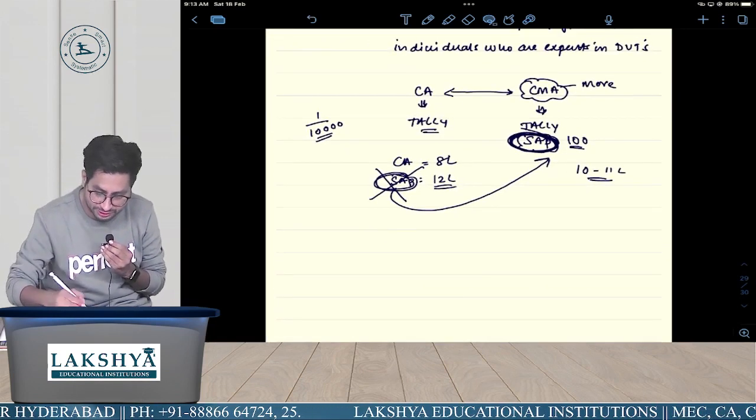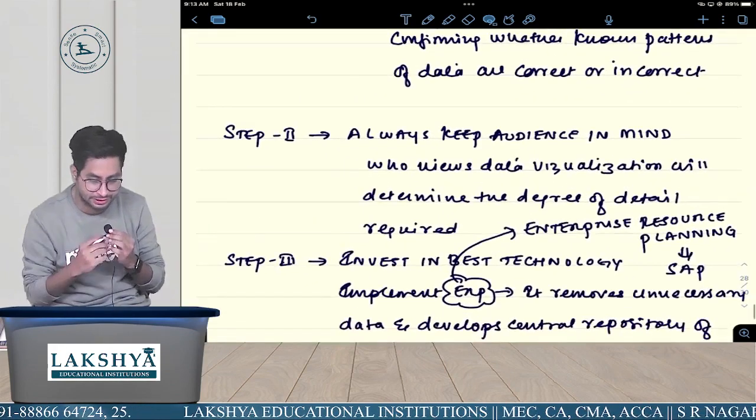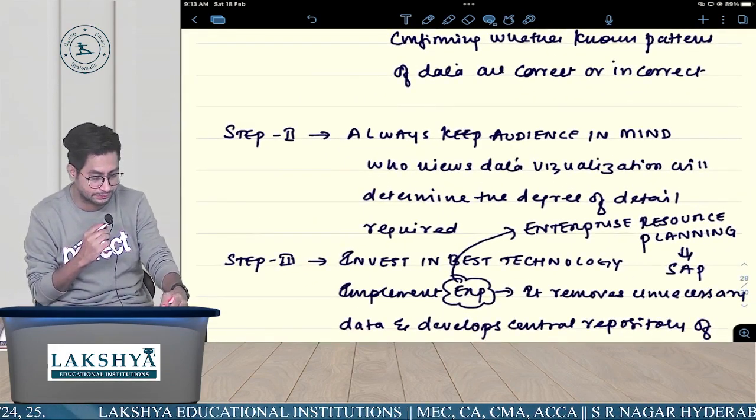Here, these are nothing but data visualization steps. How many steps are there in total? 4. Can you tell what is step number 1?